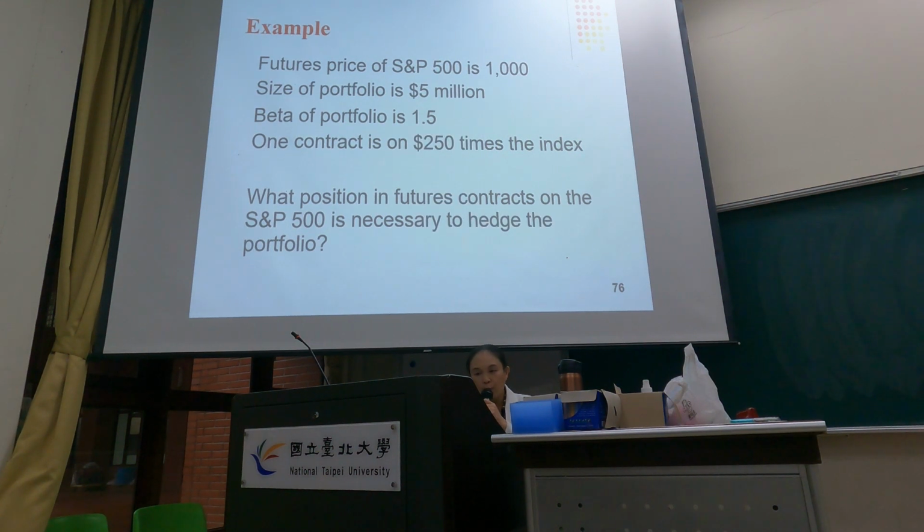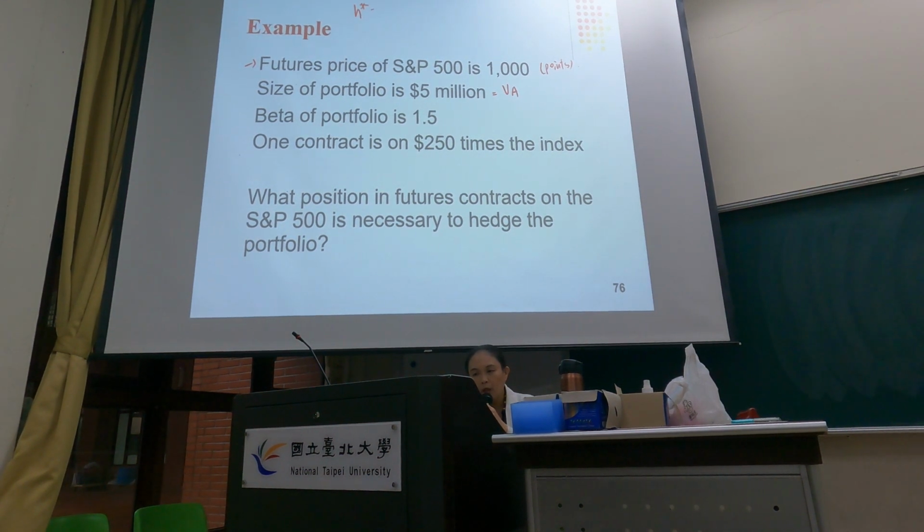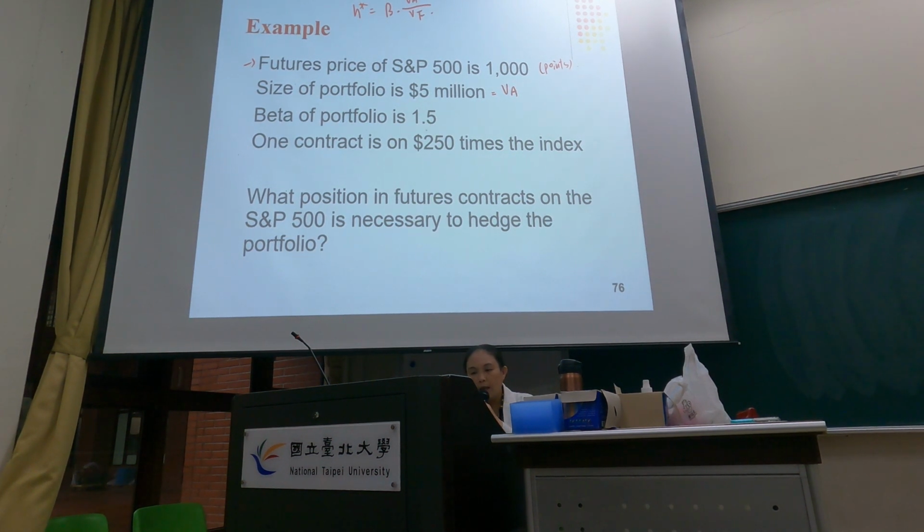Okay, futures price, that's the futures, okay? For the S&P 500 it is 1,000 points, right? Remember, the index is in points. Size of the portfolio, 5 million, remember that's the VA, okay? Put down the formula here, equals beta times VA over VF, okay? And then the beta of the portfolio is 1.5. Contract is $250 times the index. What does that mean? That means this is the IVP, right? Index value per point.